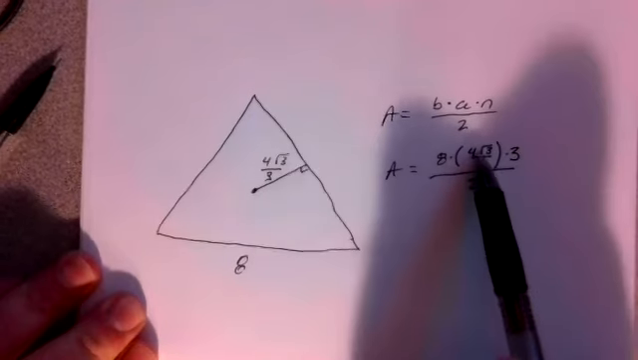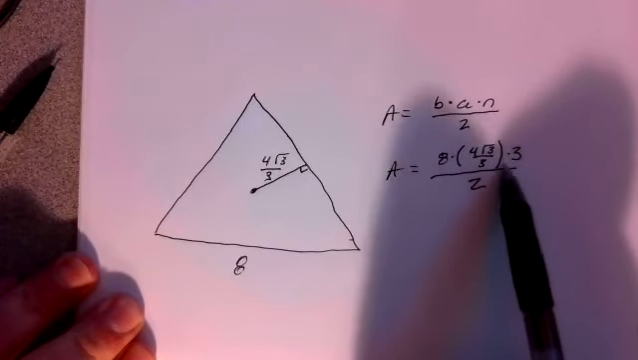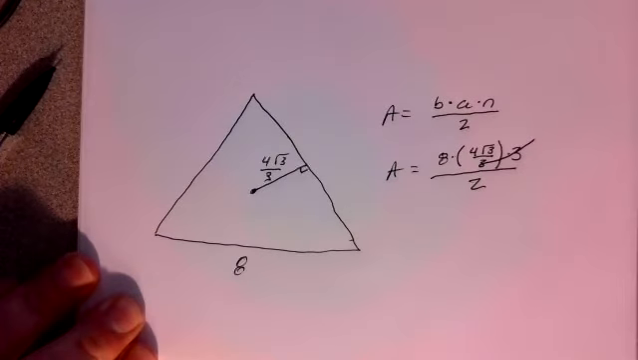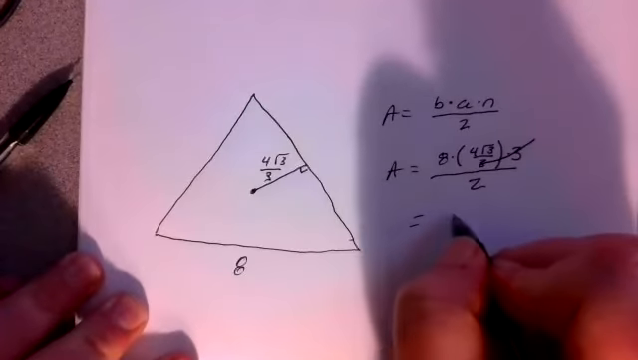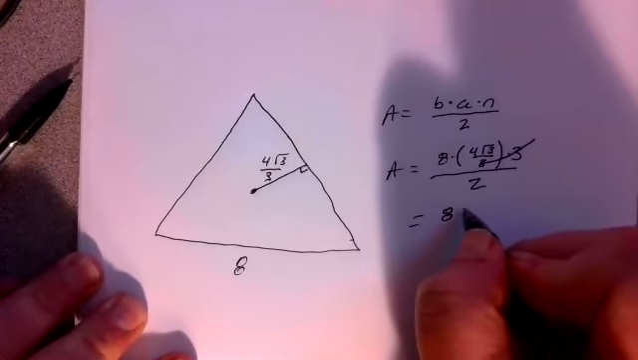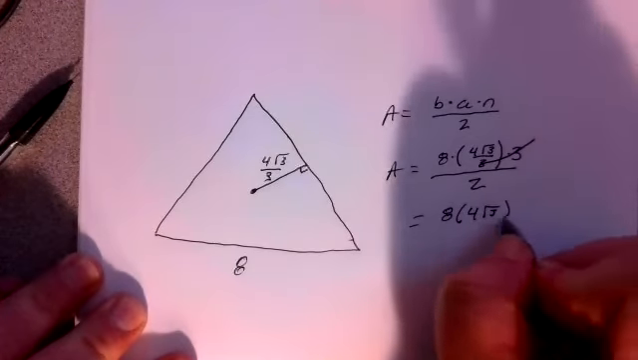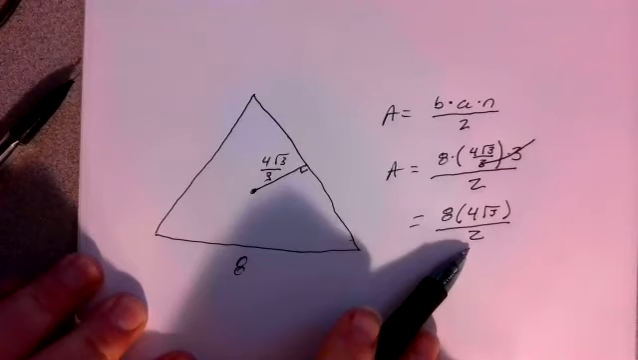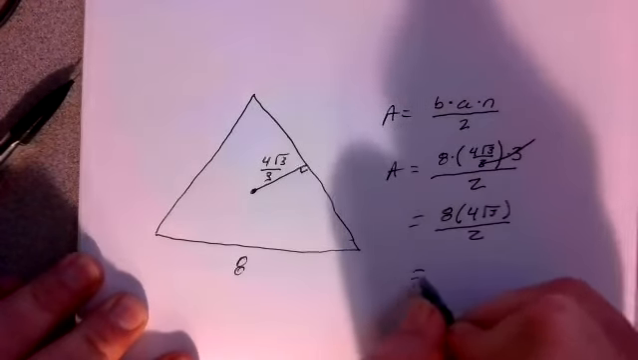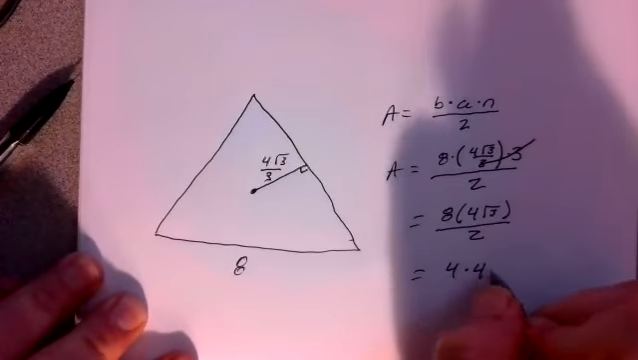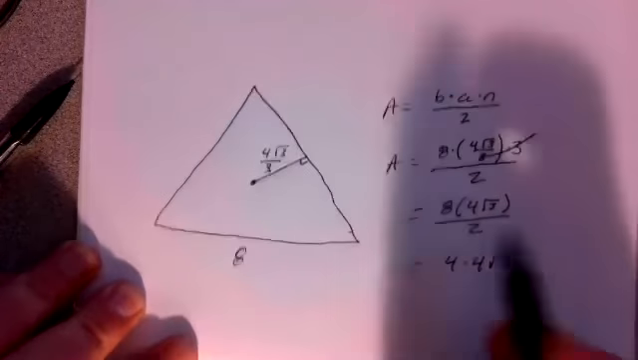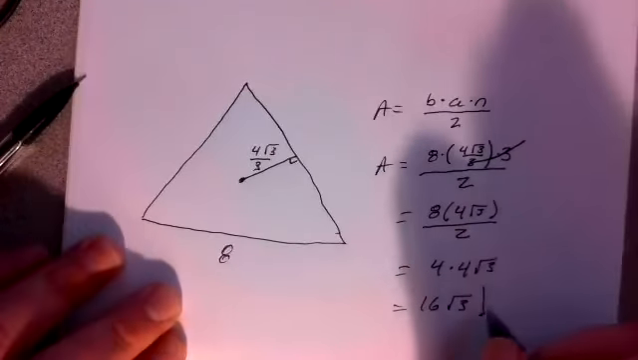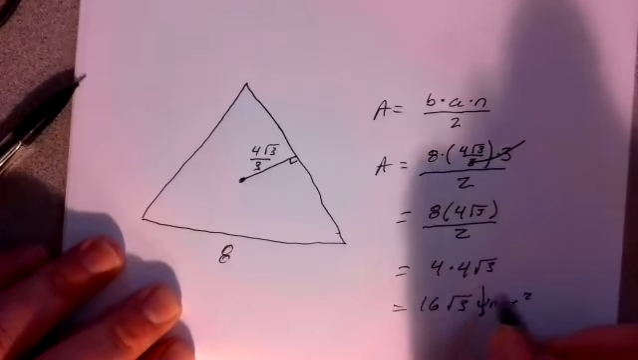That 3, so this is 4√3 divided by 3, and I'm going to multiply it by that 3, so these 3s right here cancel out. Okay, so now we're left with 8 times 4 square root of 3, all now divided by 2. And 8 divided by 2 is 4. So now I get 4 times 4 square root of 3. And 4 times 4 square root of 3 is 16 root 3. And, oh, I forgot. Units squared.